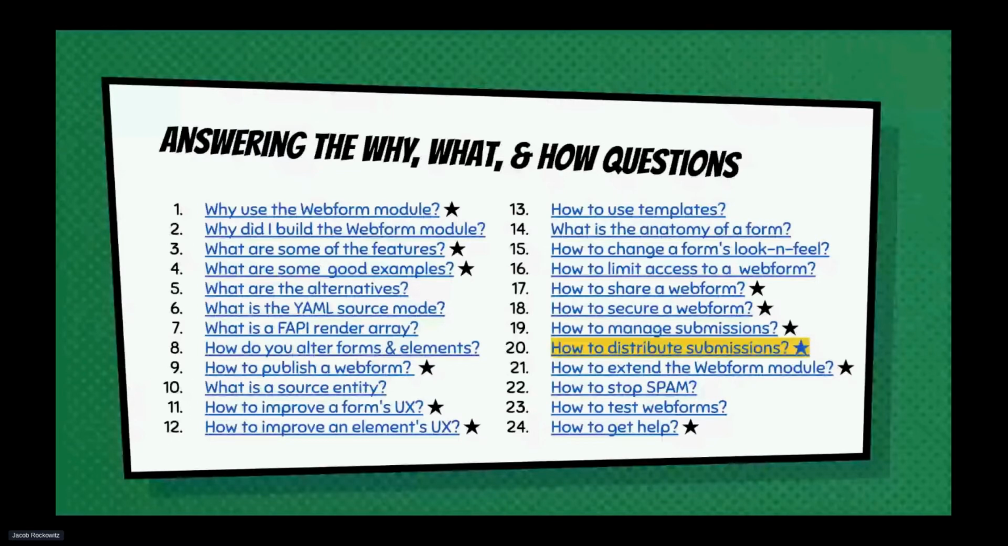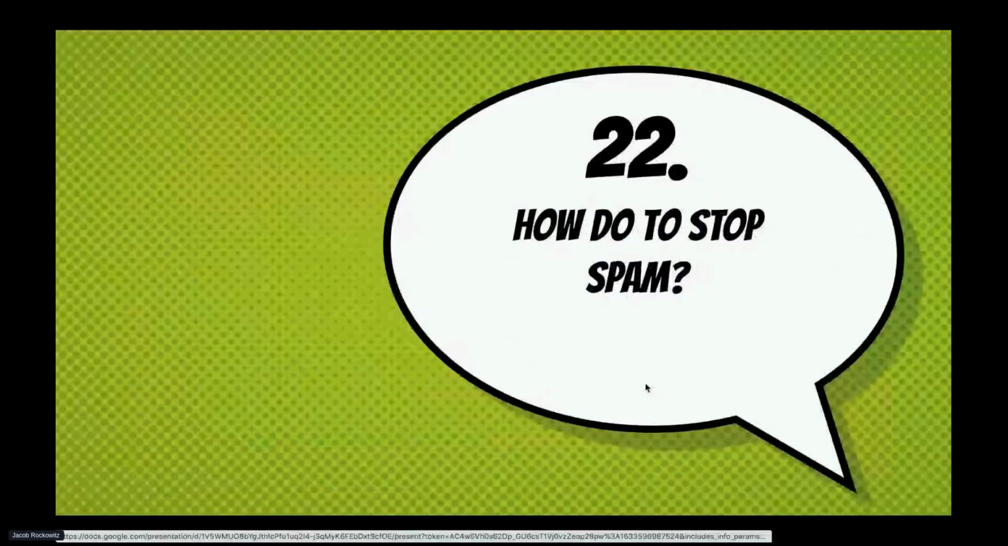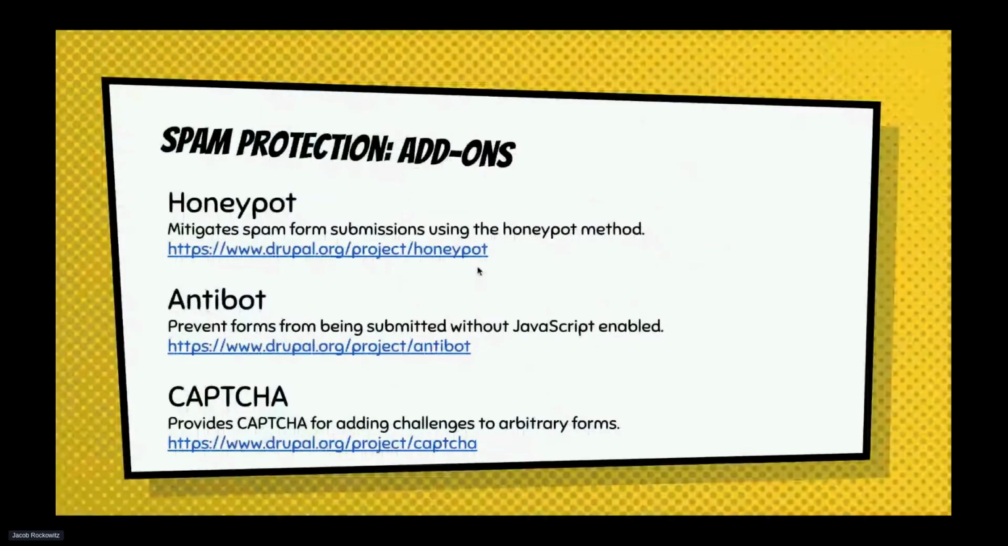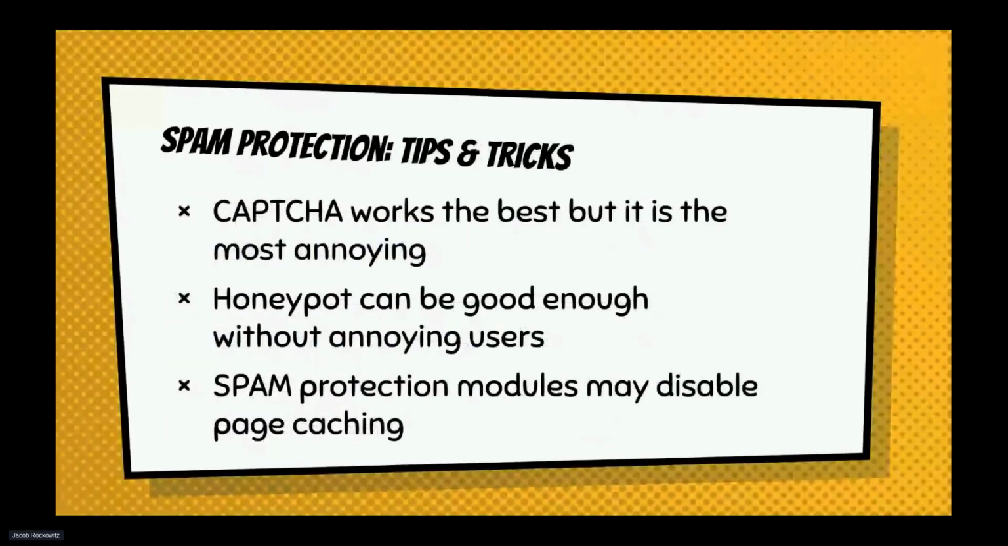I think this question about spam, what are the different spam solutions, is a really good one. Is there a preferred or best practice? These are the three I recommend, and there are recipes for them. Honeypot basically puts some hidden fields in, and if a robot fills it out, it knows it's a robot. Antibot uses a little JavaScript, where robots tend not to use JavaScript, so a robot wouldn't be able to submit the form. And CAPTCHA, we all know, is a good old frustrating system. It's the most annoying, but it's the best. Honeypot can be good enough without annoying users.